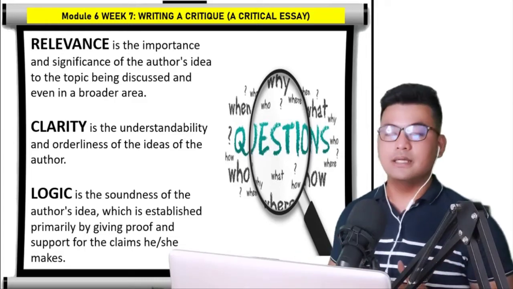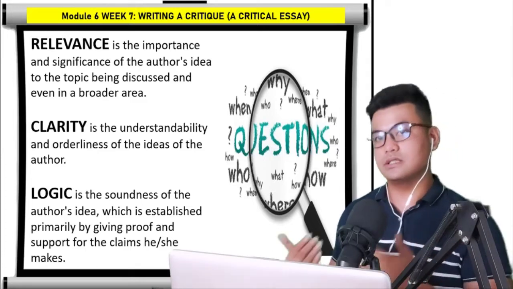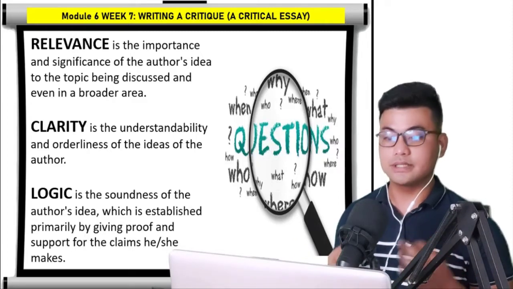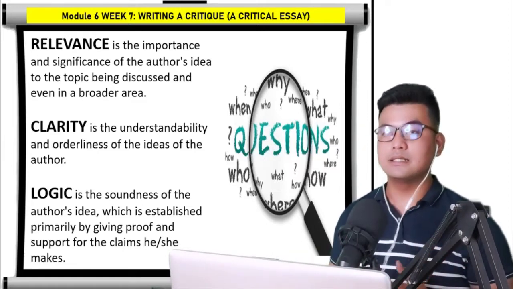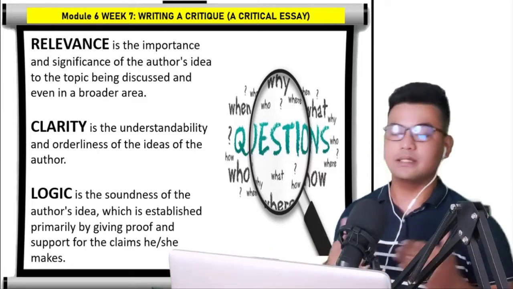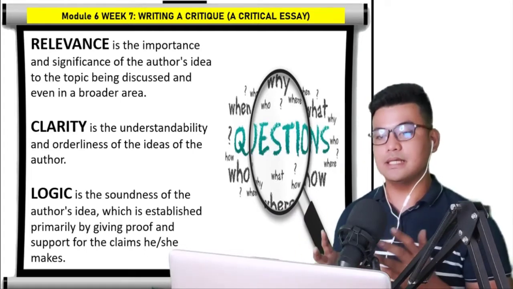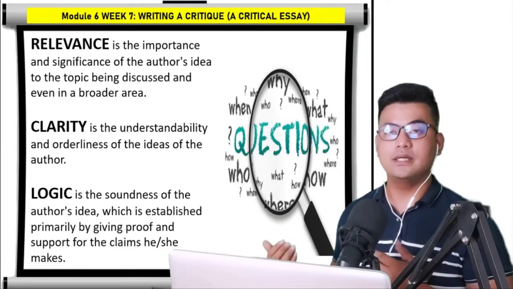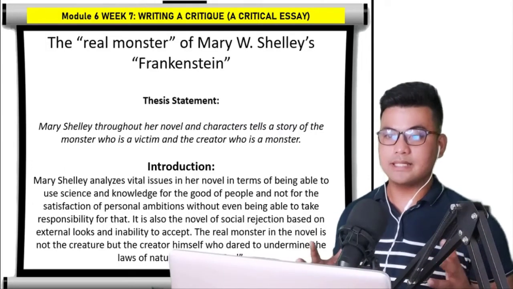And then clarity, it's the understandability. Gaano mo siya naiintindihan yung structure, yung organization ng idea ng author. And then logic, of course, the soundness of the author's idea, which is established primarily by giving proof and support for the claims he or she makes. Okay? Even you, sa paggawa mo ng paper, you have to have a relevance, clarity, logic, and then accuracy. Okay? Yung apat na bagay na ito, ay mga mahalagang elements in doing a critical reading and critical writing. Okay, so accuracy, relevance, clarity, and logic.